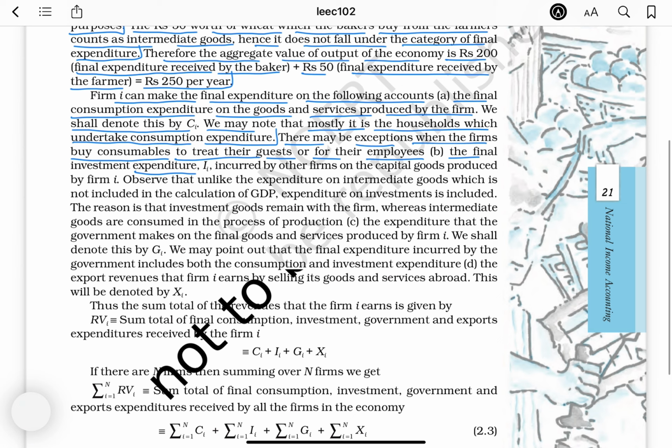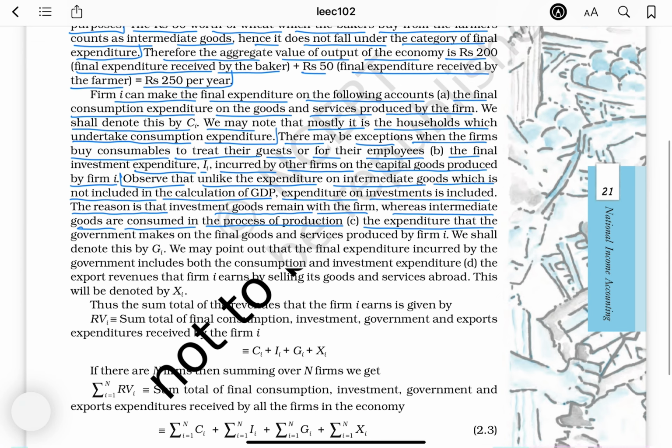B. The final investment expenditure Ii incurred by other firms on the capital goods produced by firm i. Observe that unlike the expenditure on intermediate goods, which is not included in the calculation of GDP, expenditure on investments is included. The reason is that investment goods remain with the firm, whereas intermediate goods are consumed in the process of production.